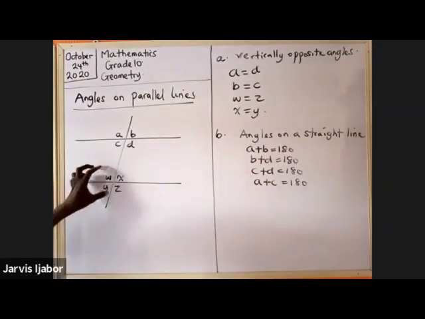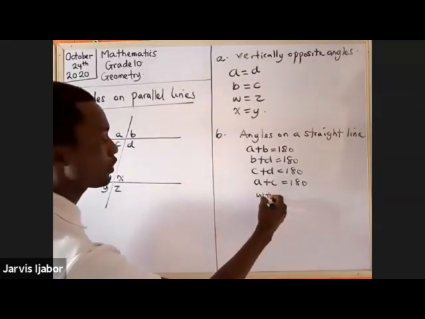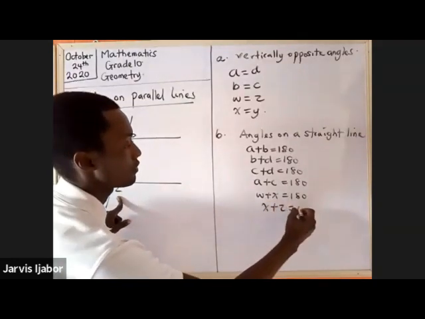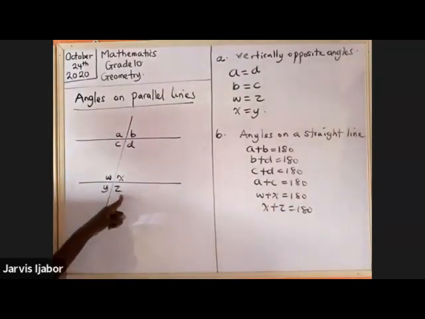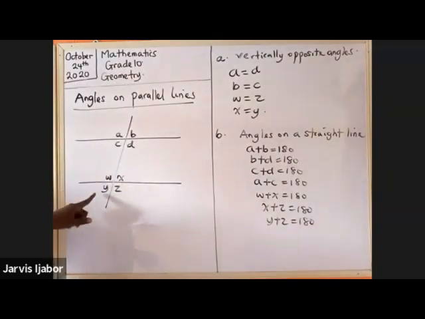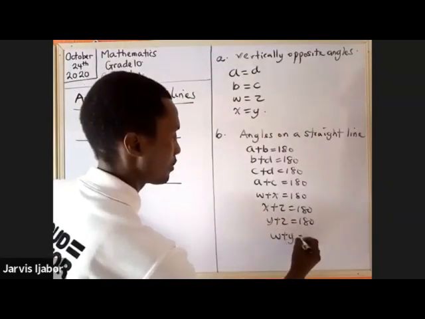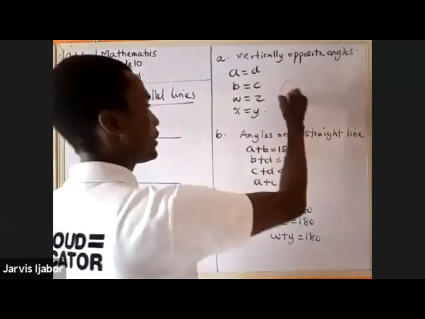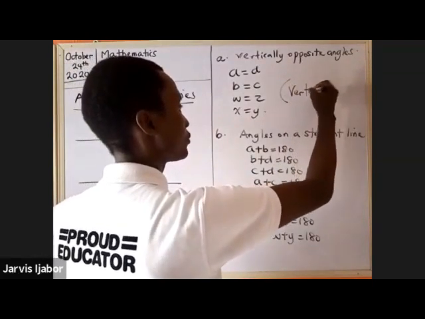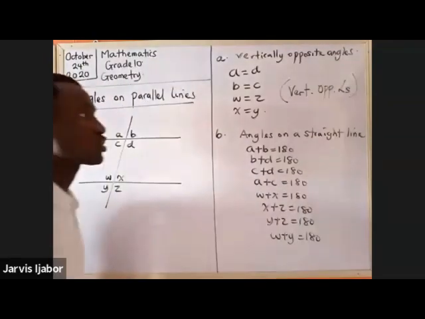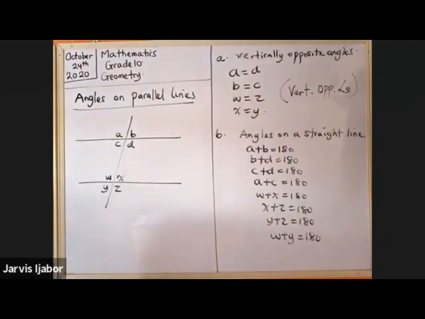Are you seeing that? Now come to this part. You're going to have W plus X, X plus Z, Y plus Z, W plus Y. So all these are angles, all those angles are angles on a straight line. So the short name will be vert. opp. angles. So that's the short form for vertically opposite angles.